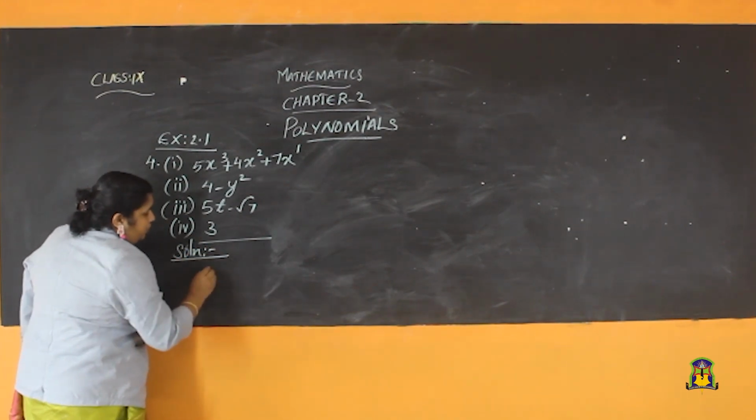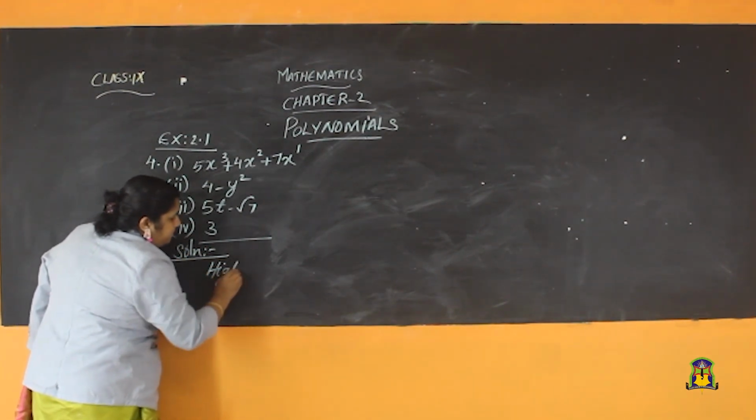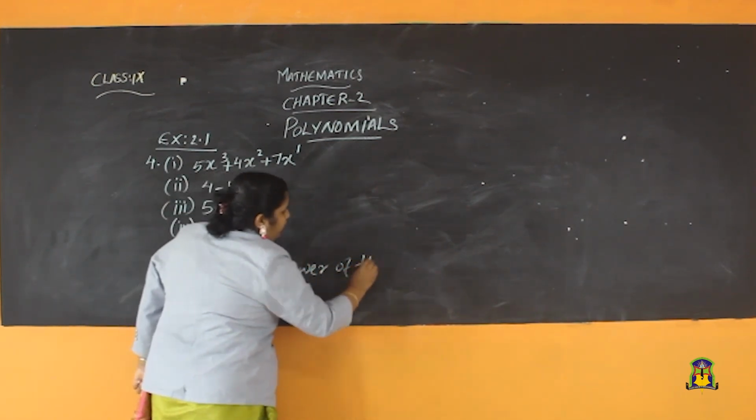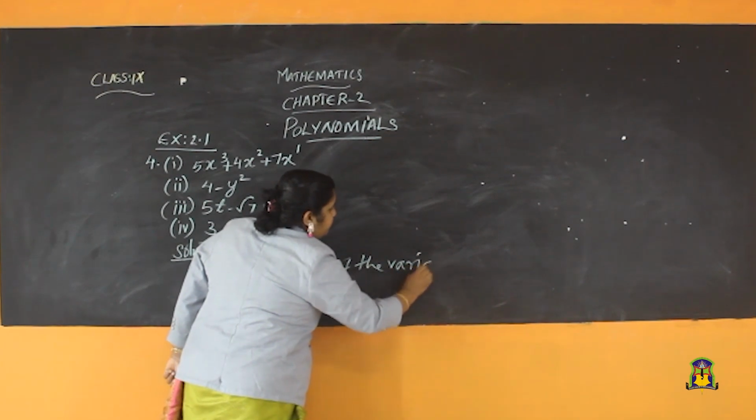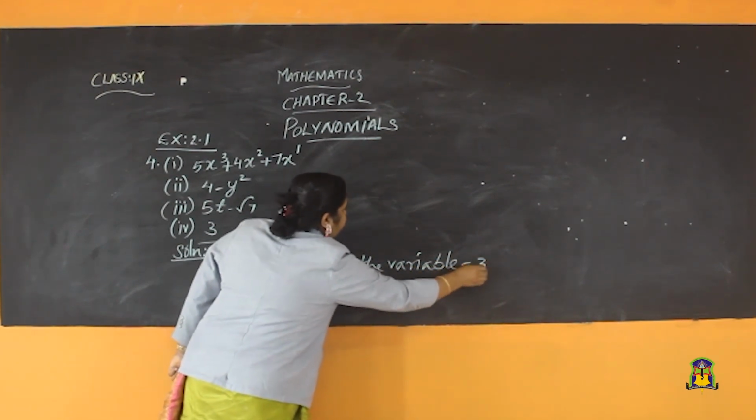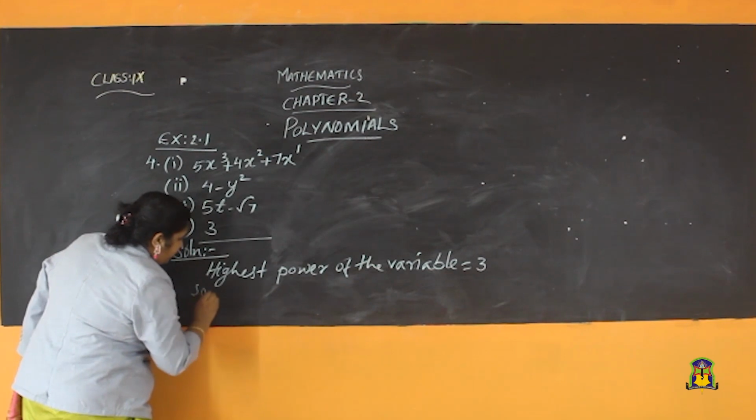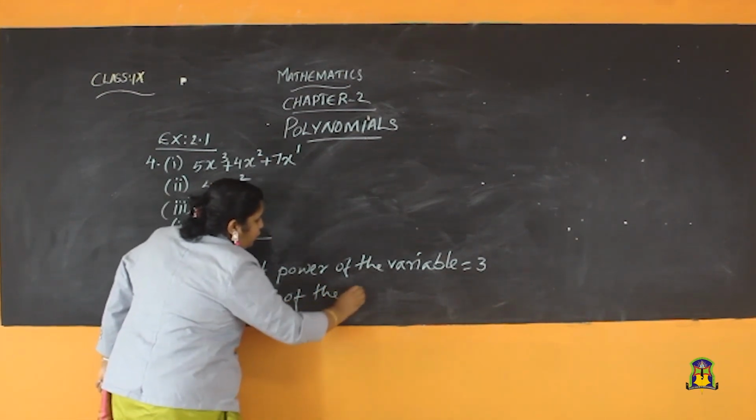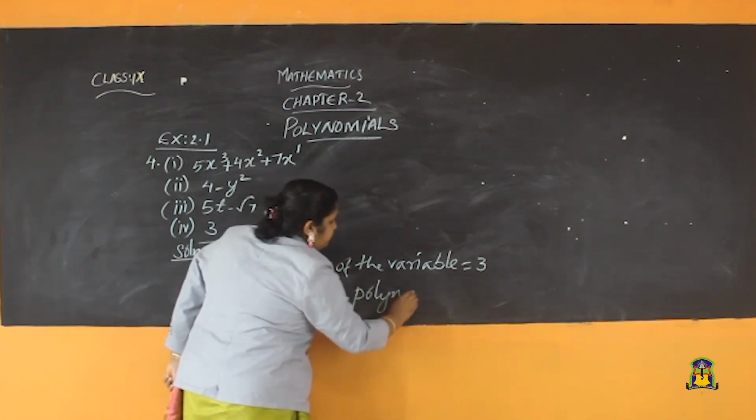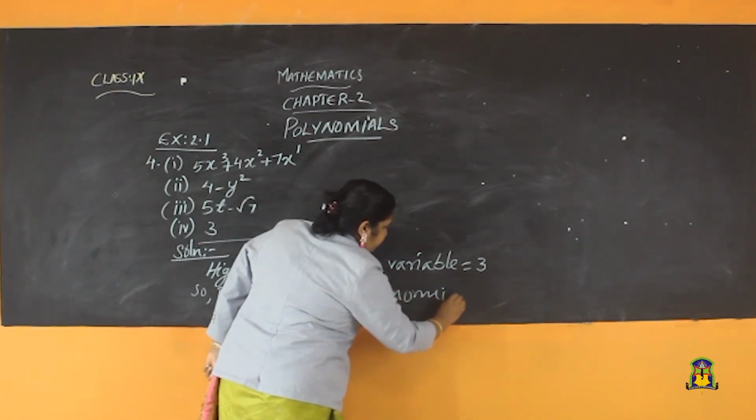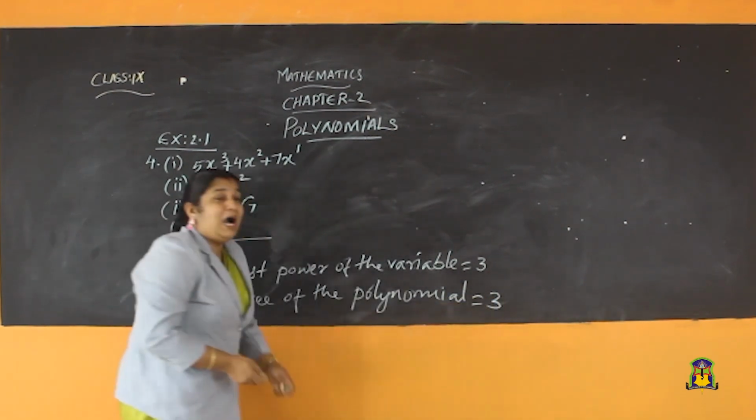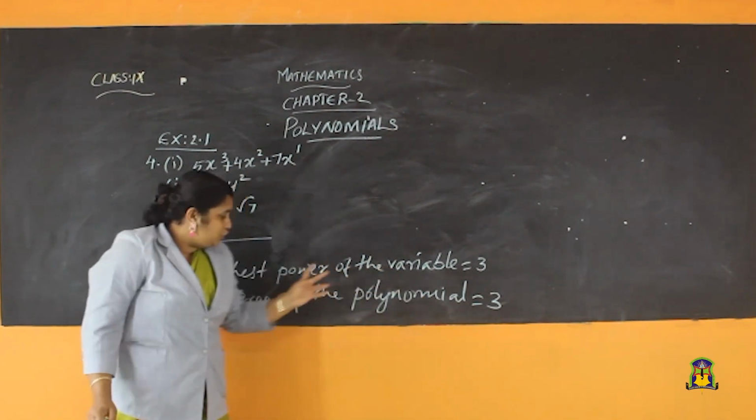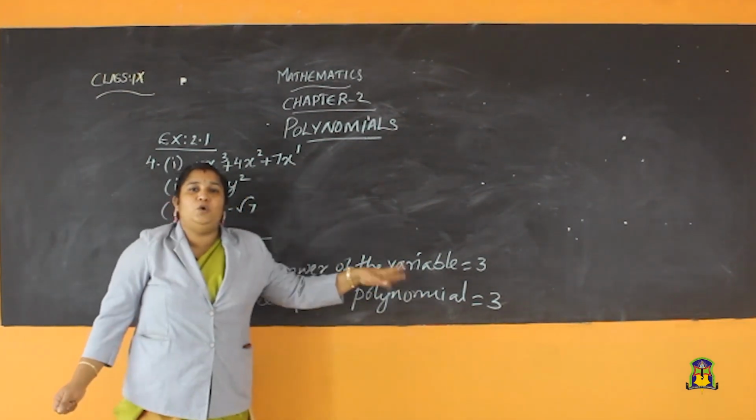Here. So highest power of the variable is equal to 3. So degree of the polynomial is equal to 3. You have to write like this step. The highest power of the variable is equal to 3. So the degree of the polynomial is equal to 3.